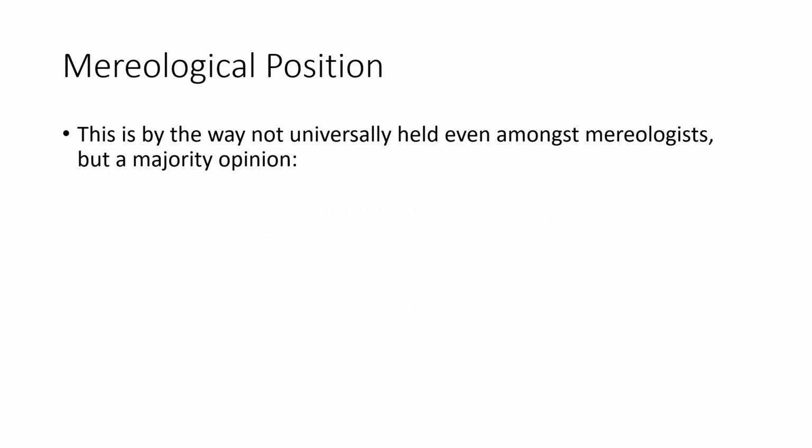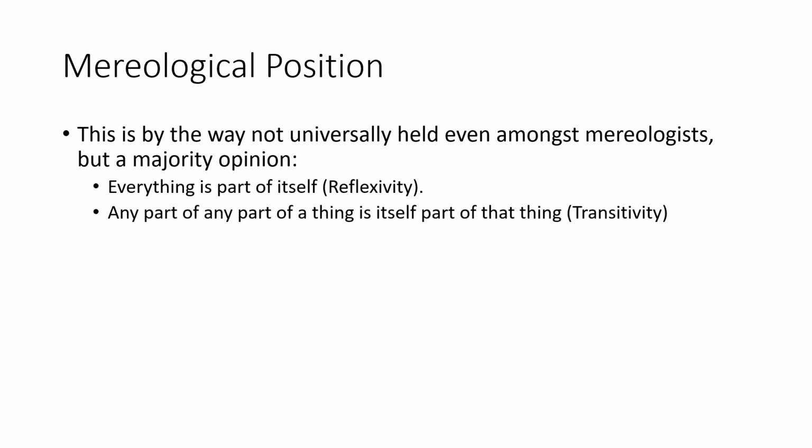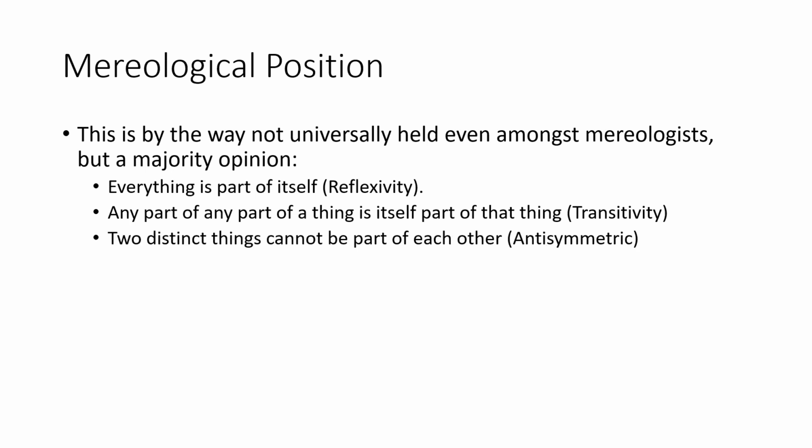So you have to take a position when you read through all that stuff. I did do some searching on the internet and such. This is sort of the majority opinion: that partOf should be reflexive, meaning that everything is part of itself. Any part of a part of a thing is part of that thing. That's transitivity. And that no two distinct things can be part of each other. So we're going to unpack each of these a little bit.